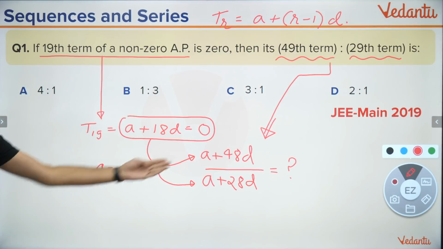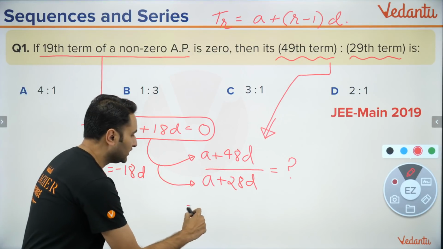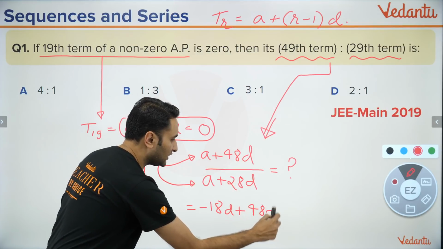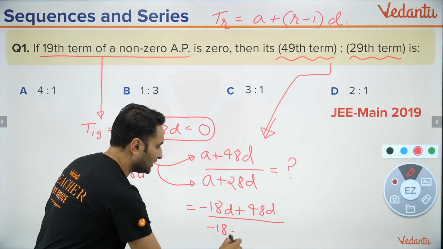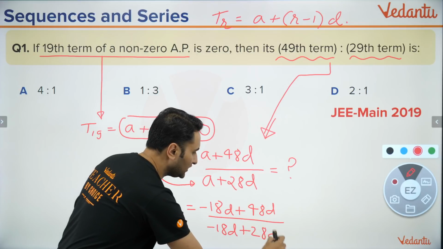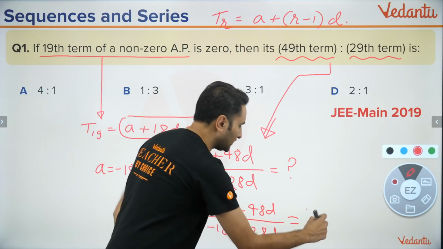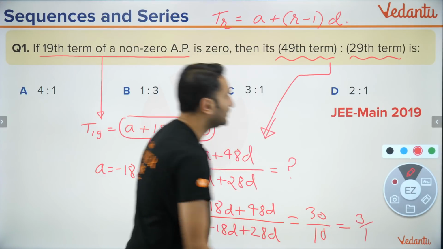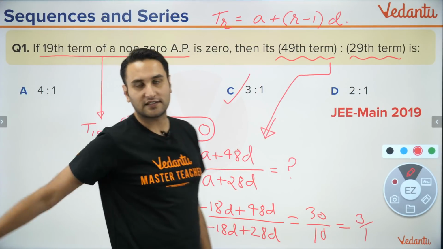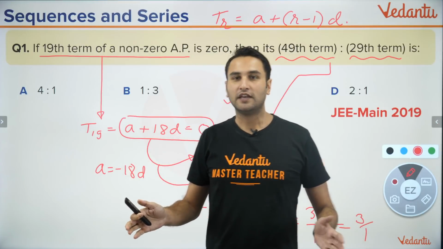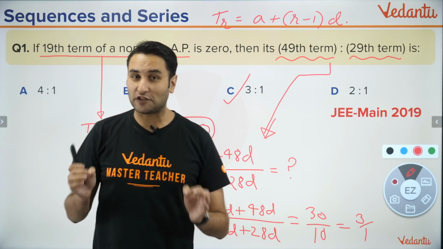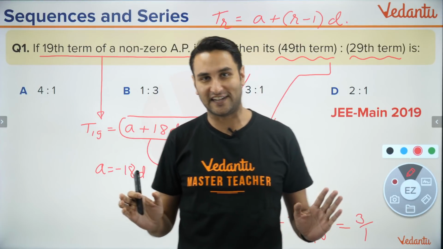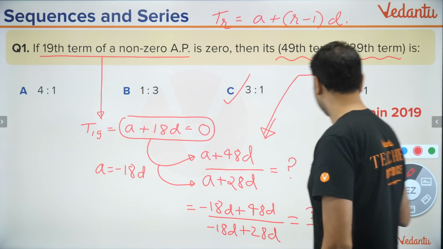The problem became so simple. This is minus 18D plus 48D upon minus 18D plus 28D. 48 minus 18 is 30, upon 10. The ratio is 3:1. The answer is C. Such a simple problem. I am taking this as a first problem to show you that this chapter is simple, not difficult. Chalo, let's move ahead.